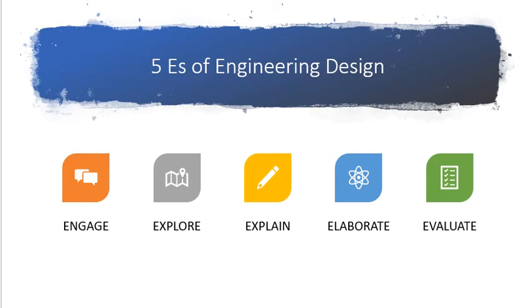Volusia County Schools uses the 5 E's of engineering design model for the engineering design process. As discussed in the advanced lesson, this is just one of the models that can be used. So the 5 E's of engineering design, one of your engineering design processes, and the one that you will be using for basic activities in this class, is engage, explore, explain, elaborate, and evaluate. Again, those 5 E's are engage, explore, explain, elaborate, and evaluate.